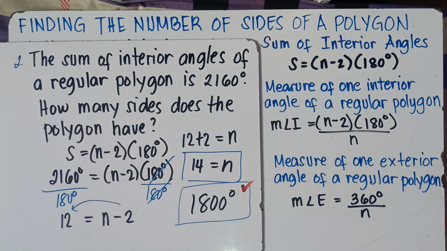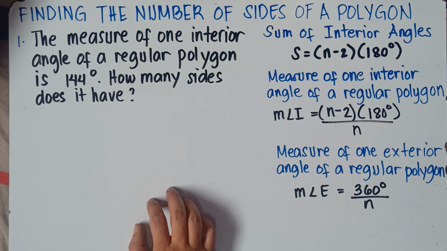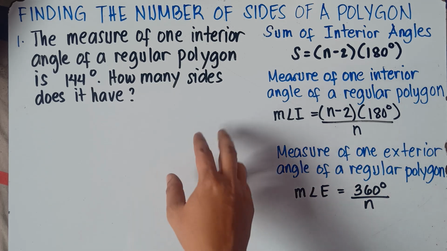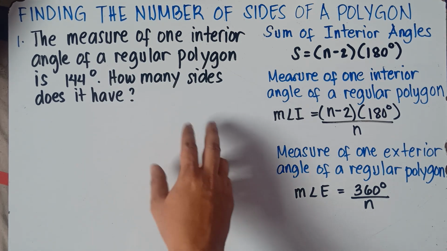Alright, let's have another example, class. The measure of one interior angle and the measure of one exterior angle. Let's try this one. Example number 2. Let's proceed to another example, class, in finding the sides given the measure of one interior angle. Example number 1: the measure of one interior angle of a regular polygon is 144 degrees. How many sides does it have?